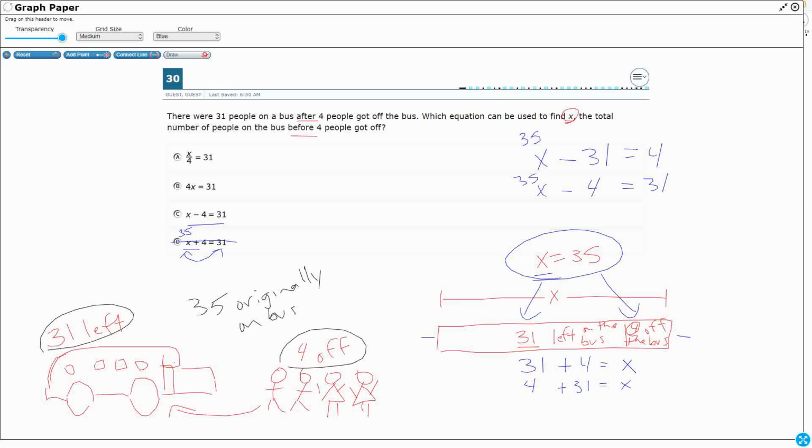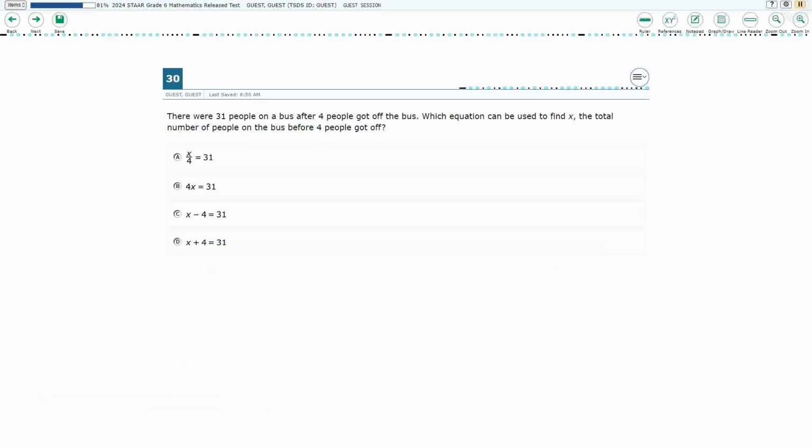Another way we could check this would be to just substitute in the 35 for all of these x's. Right? Does 35 over 4 make 31? No. Does 4 times 35 make 31? No, it does not. The only one that's going to work for us there is C. We already proved that D does not work. 35 minus 4 does equal 31. That's our answer C.